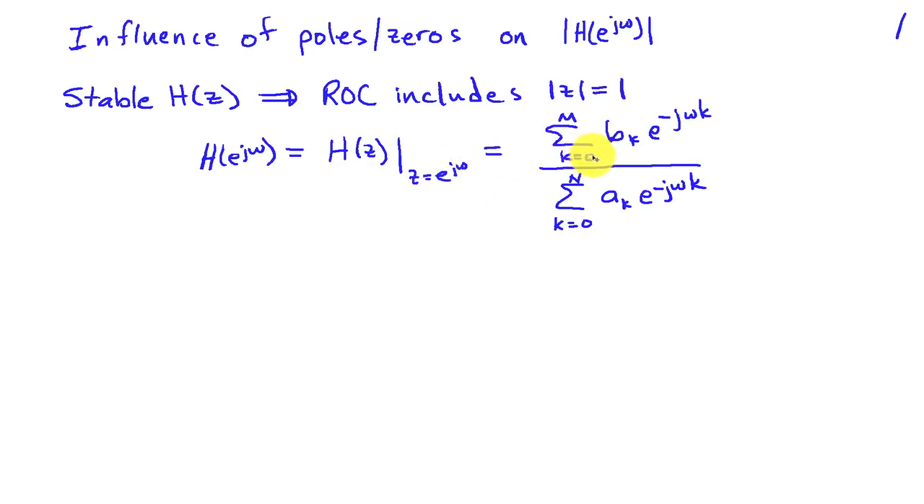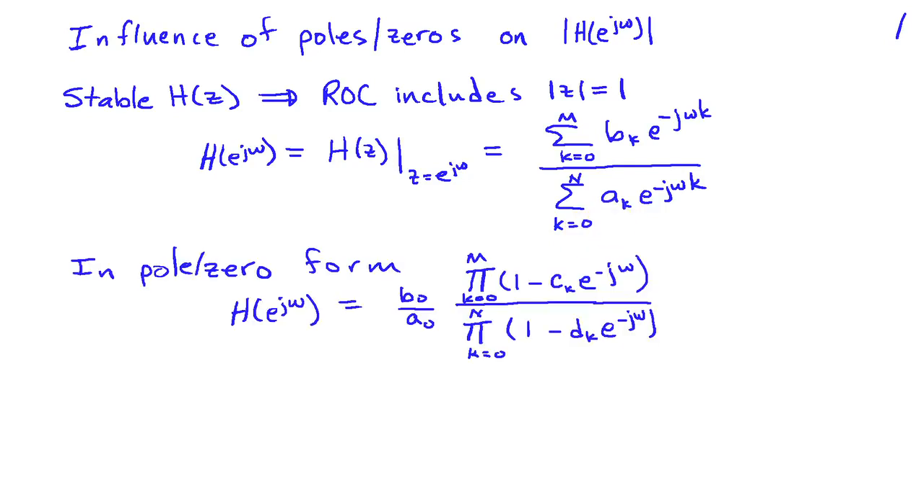So my frequency response for a system described by a linear constant coefficient difference equation is just the sum k equals 0 to M of b_k e^{-jωk} divided by the sum k equals 0 to N of a_k e^{-jωk}. Now it's useful to rewrite this in pole zero form, as we have done previously on other occasions. We'll write H(e^{jω}) as b_0 over a_0, factoring out the coefficients of the constant term in the numerator and the denominator.